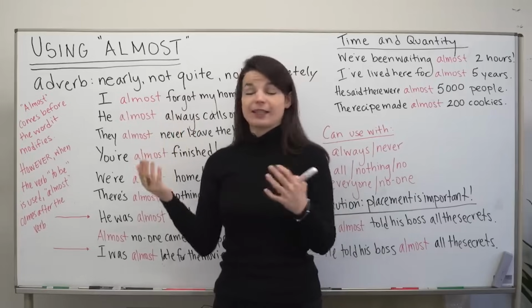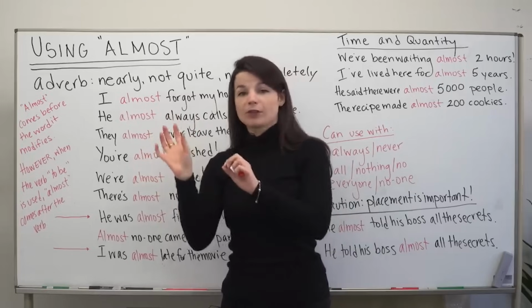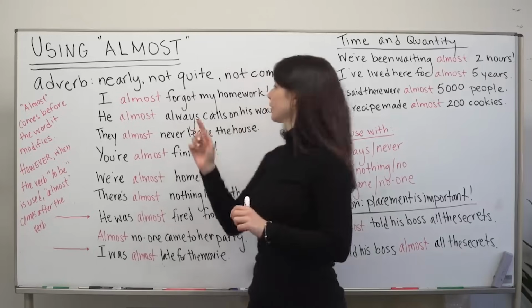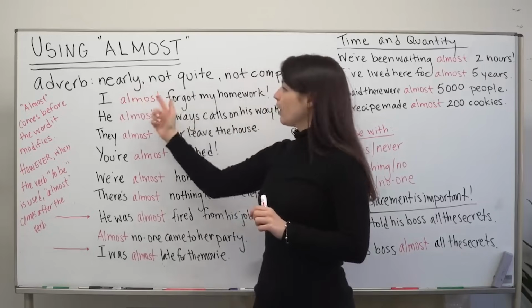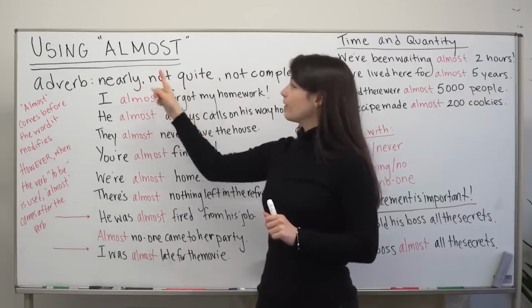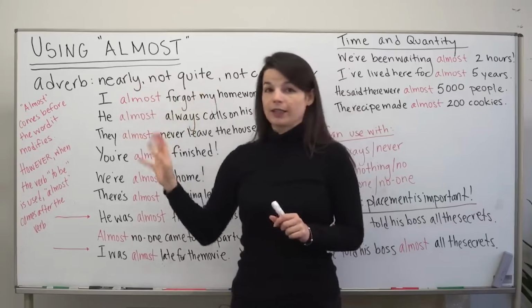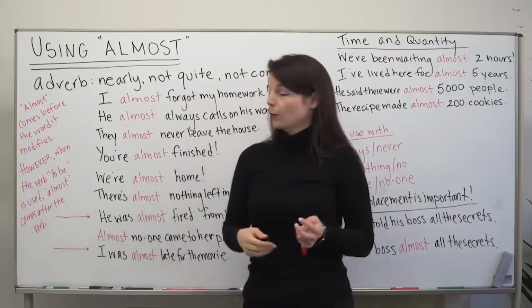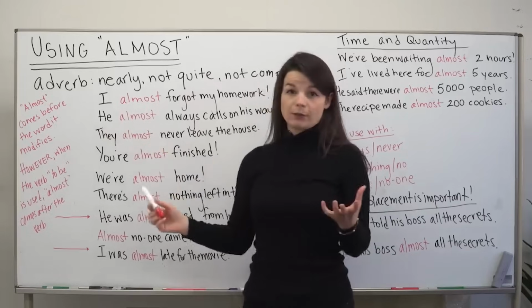You can think of it as being attached to another word and almost changes the meaning of that word. So using almost before another word or before another phrase adds this meaning of nearly or not quite or not completely to that word or to that phrase. So let's begin with that and look at a few examples.